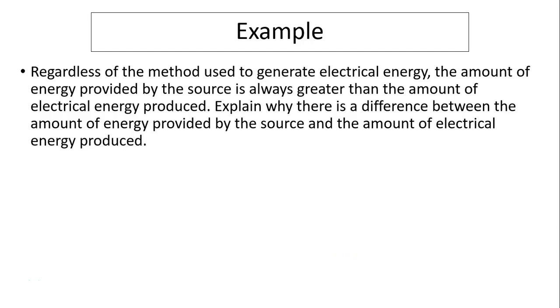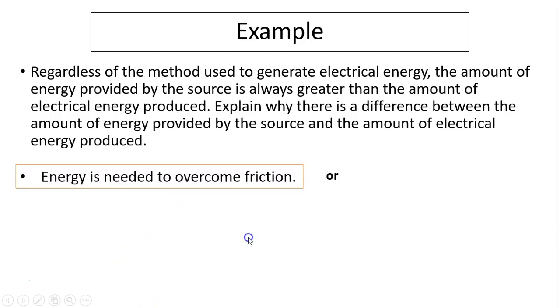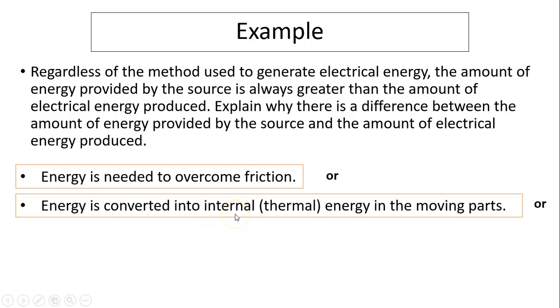Regardless of the method used to generate electrical energy, the amount of energy provided by the source is always greater than the amount of energy produced. Explain why there is a difference between the amount of energy provided by the source and the amount of electrical energy produced. Why is that? This is because all the equipment has friction, so energy is needed to overcome friction. Or energy is converted into thermal energy in the moving parts.